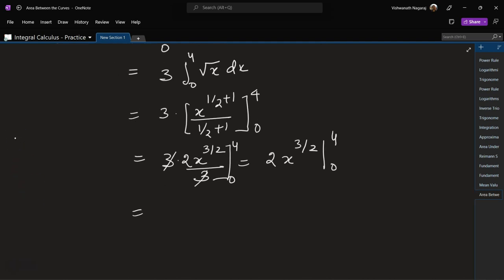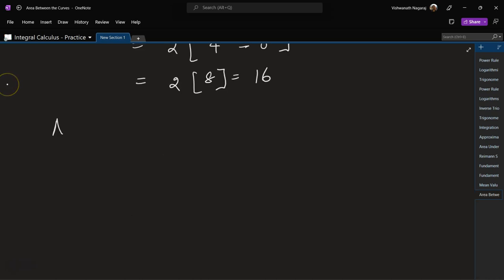And now we do the substitutions. So 4 to the power of 3 by 2 minus 0 to the power of 3 by 2, which gives us 2. Square root of 4 is 2, 2 cube is 8, which gives us 16. Okay. Now we figure out the area under y is equal to 2 square root of x.